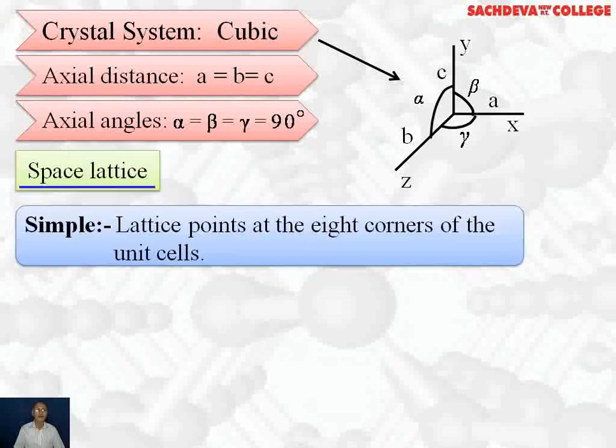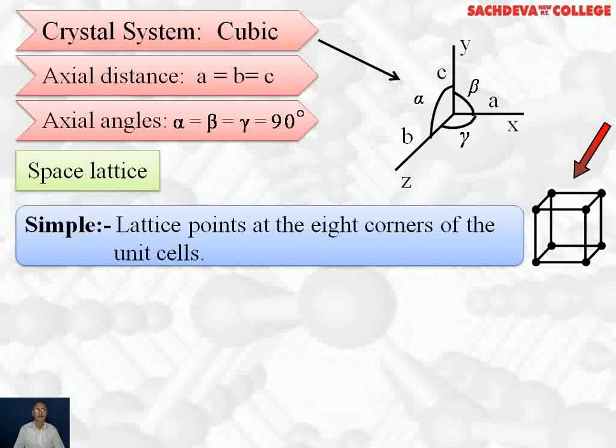Let's take up space lattice. In simple cubic, the lattice points are on the 8 corners of the unit cell, and each corner contributes 1/8 because each corner is shared by 8 unit cells. This is the shape of cubic crystals, and you will find that the 8 lattice points are on the corners of the cube.